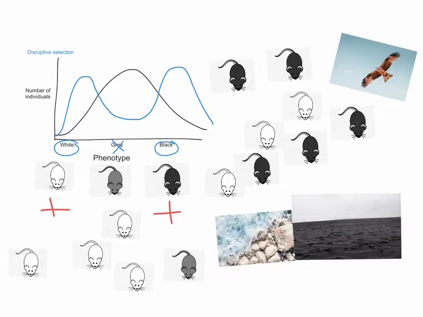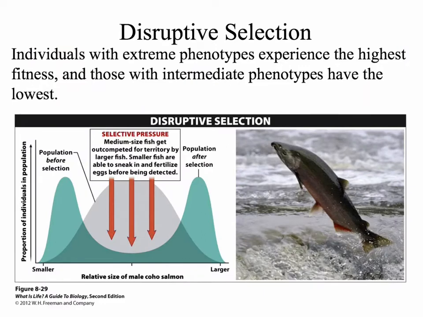Over time, we will see fewer mice that are gray in our population and more black mice and white mice. Given enough time, we may even see differentiation between these two groups. Disruptive selection occurs when the middle phenotype is selected against and the two extreme phenotypes are selected for.